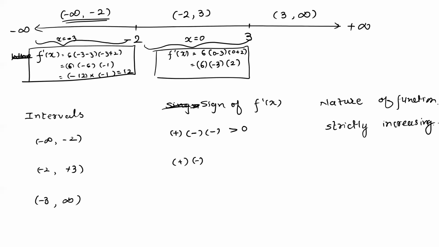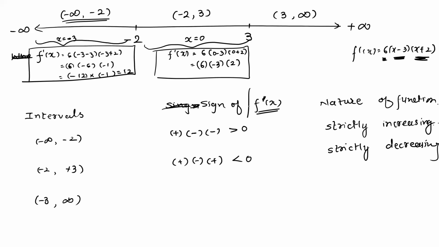So you are putting in f dash x, right? What is your f dash x? If you remember, it is 6 x minus 3 into x plus 2. Here, if you put x is equal to 0, this is 6 only. Then 0 minus 3 is minus, and 0 plus 2 is plus. So plus, minus, plus, it's an odd number of negatives, that means less than 0. Less than 0 matlab your function is strictly decreasing.